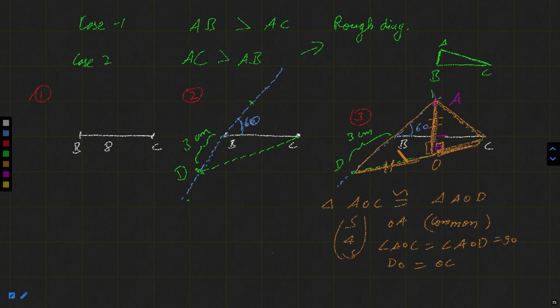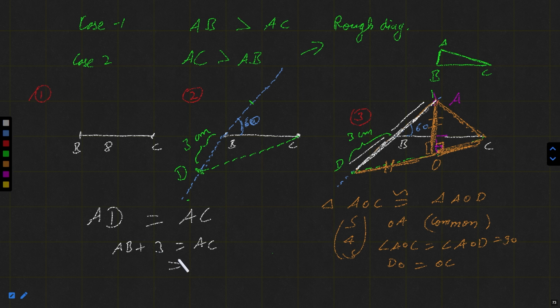Because both triangles are congruent, this whole length AD is equal to AC, which means AD is DB plus BA. So AD means AB plus BD is equal to AC, and I know BD is equal to 3 centimeters, this implies AC minus AB.